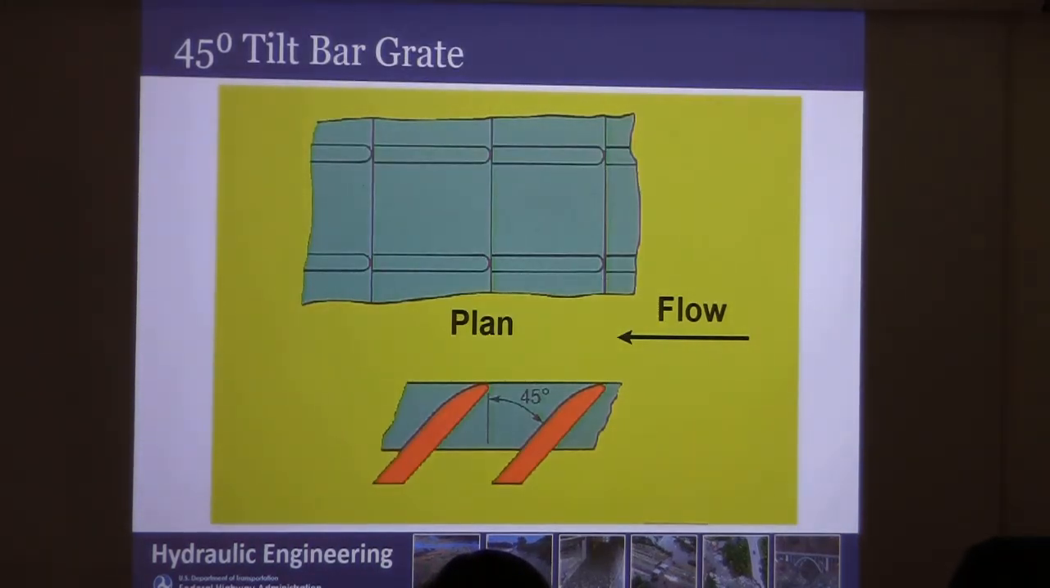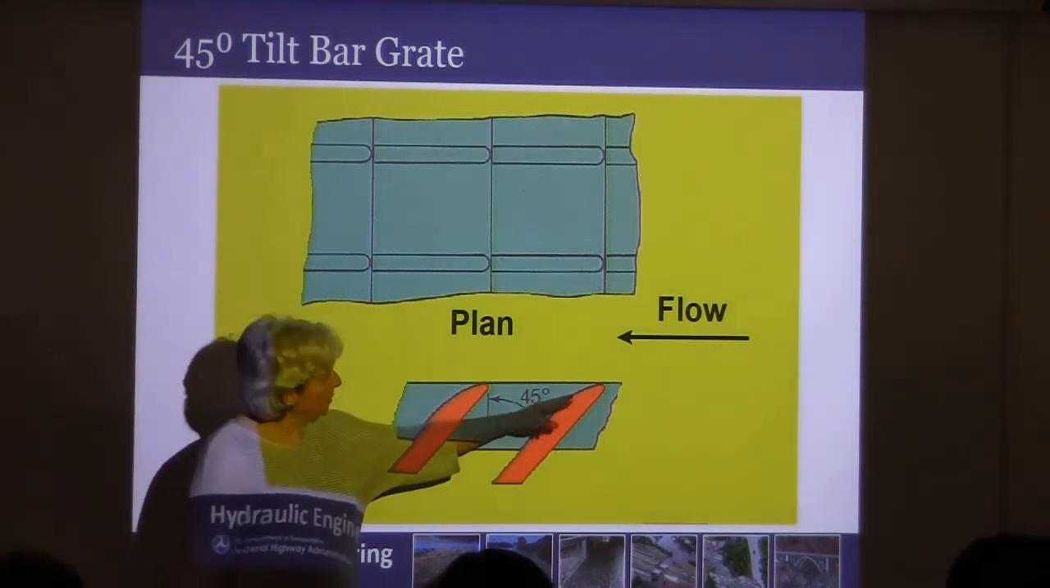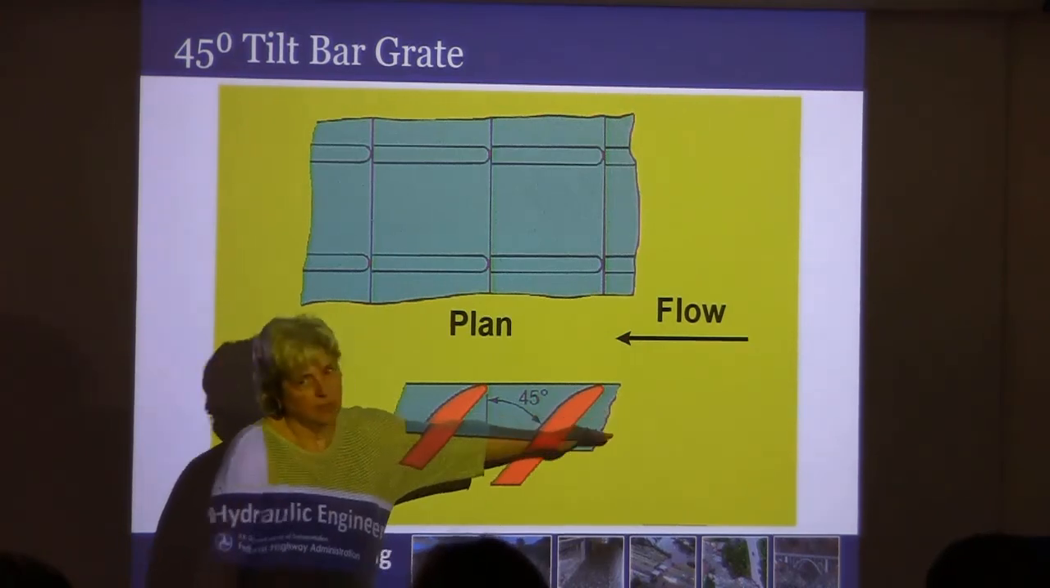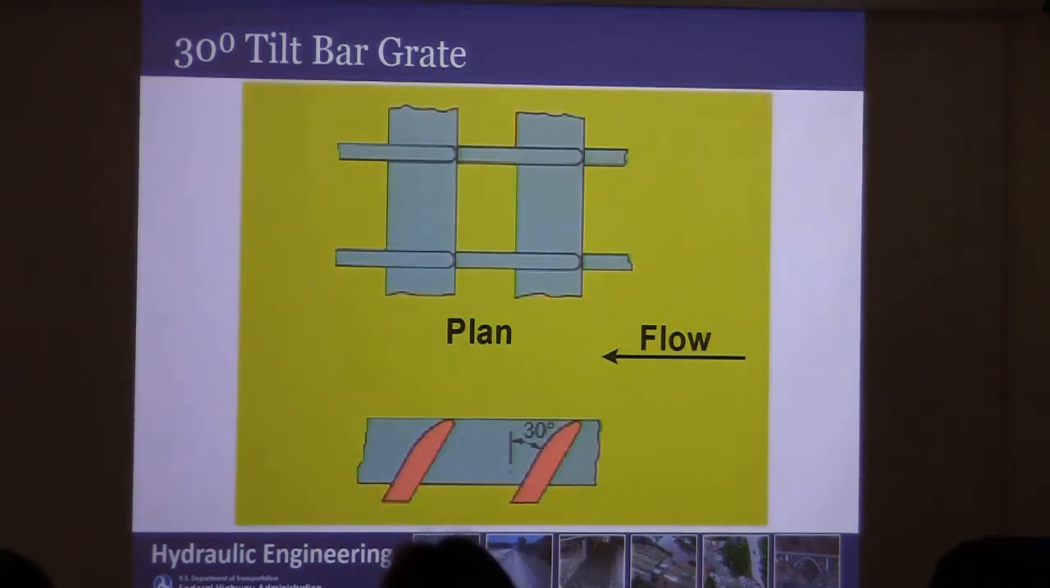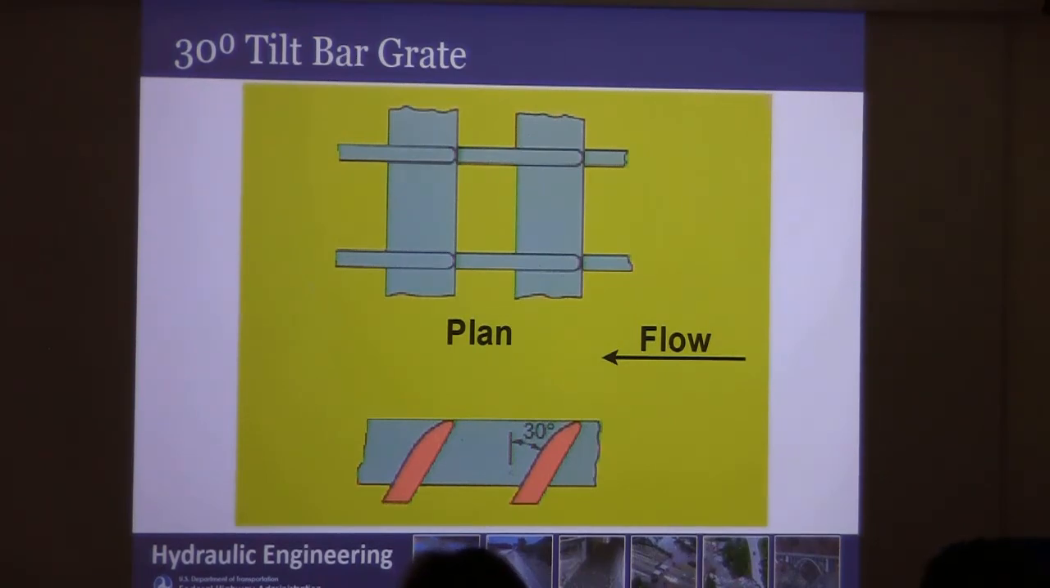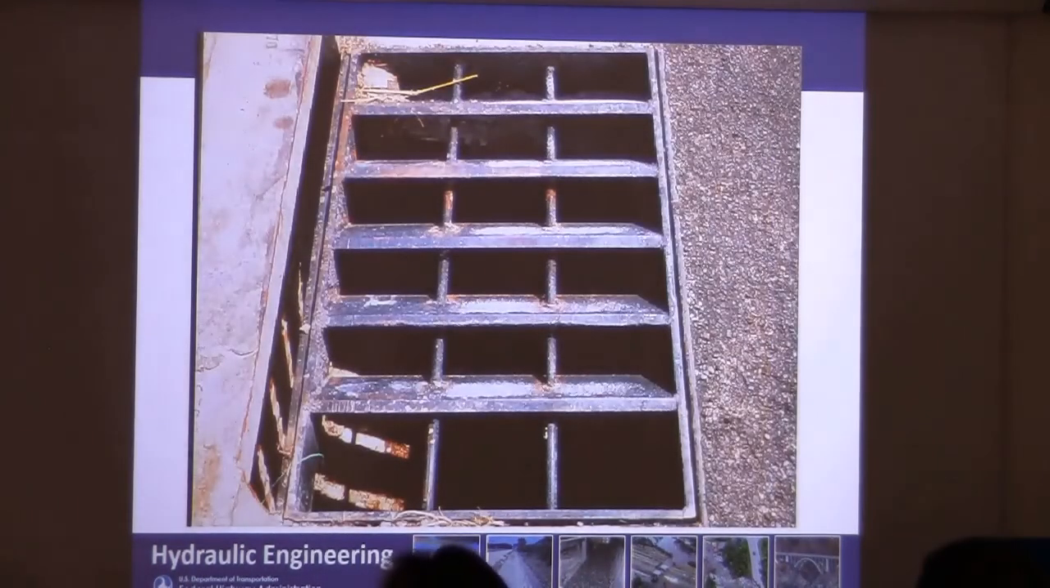So here we have a 45 degree tilt bar grate. It's similar to the curved vane, but it's just angled on this side. It's not curved like this. That's a 45 degree. It does the same thing. It helps the water go into the grate. Pretty efficient. And then we have the 30 degree tilt bar grate, same thing.